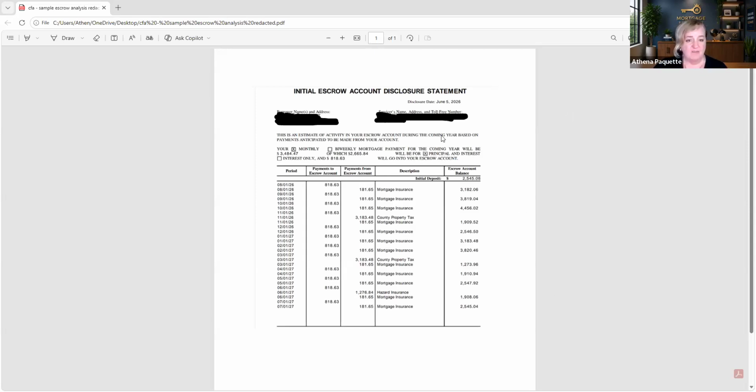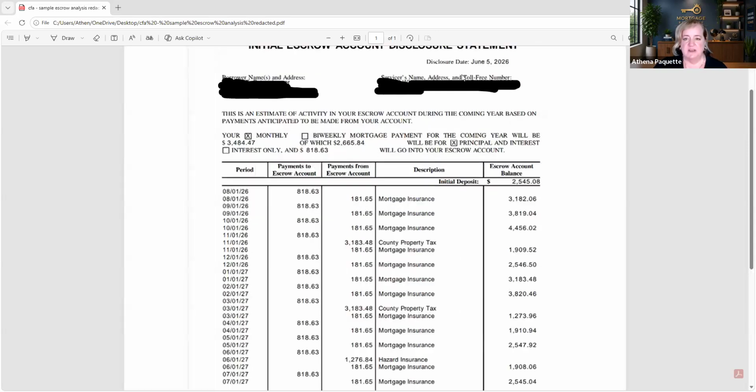So we start off with an initial escrow account disclosure statement. We also call escrow accounts impound accounts. So here's a fresh one on a loan that went through on June 5th. It's a monthly payment. The monthly payment is $34.84, of which $26.65 is the principal and interest, and $8.18 is going into the impound account or escrow account.